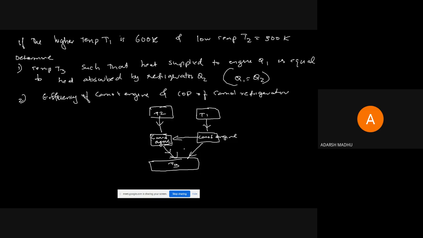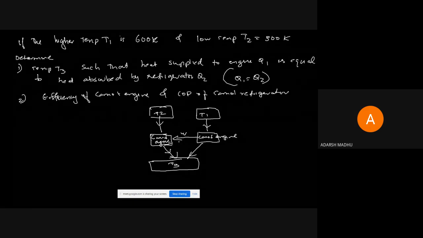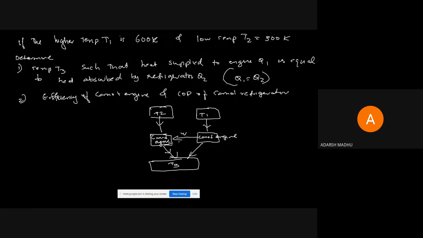The figure: a Carnot engine absorbs heat from a reservoir T1 and rejects heat to T3. The work done by the Carnot engine is used to drive a reversible heat engine. A reversible heat engine means it receives this work. The Carnot engine produces work, and the Carnot reverse engine or refrigerator receives it.